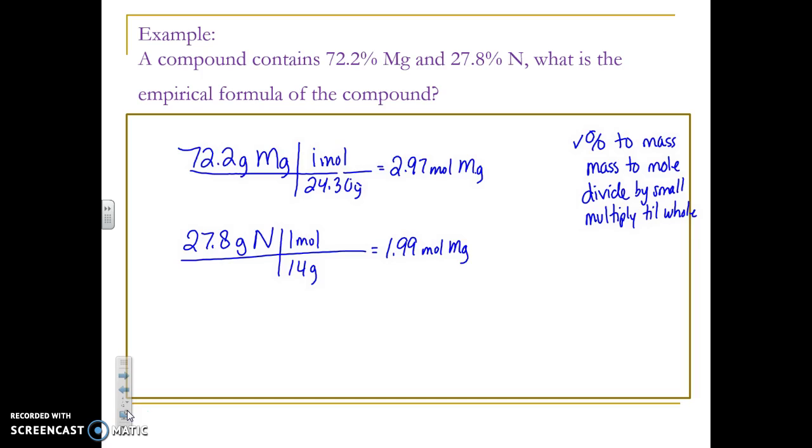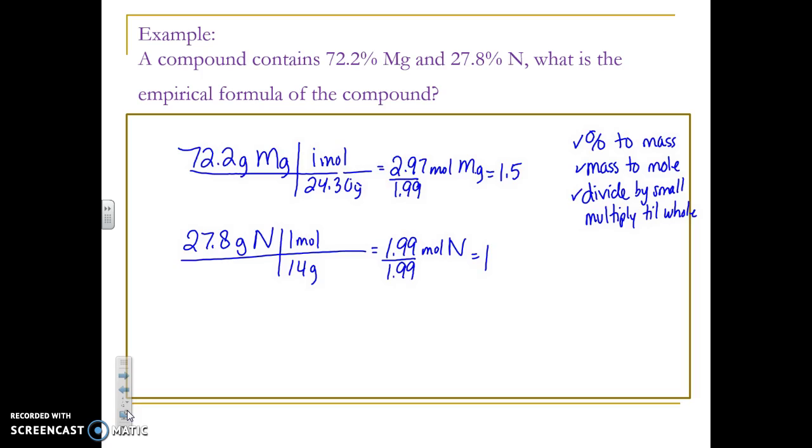Okay, the next thing says to divide by small. So we're going to look at our numbers and determine which one is the smallest. Obviously, that is 1.99. So we're going to divide both of these by that 1.99. When we do that, we get 1 for the nitrogen and 1.5 for the magnesium.